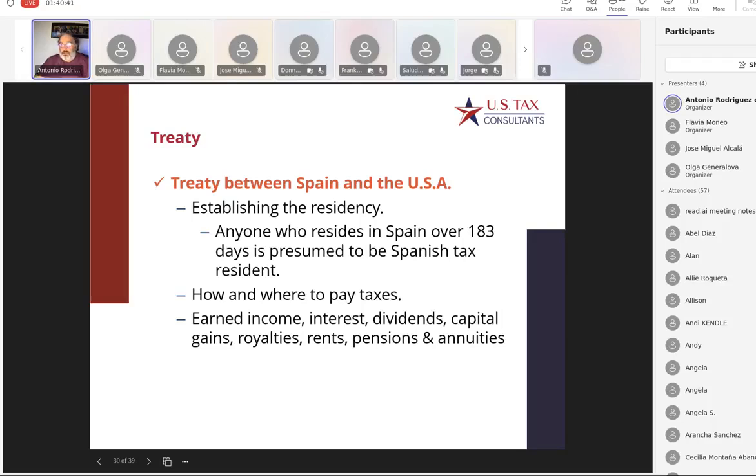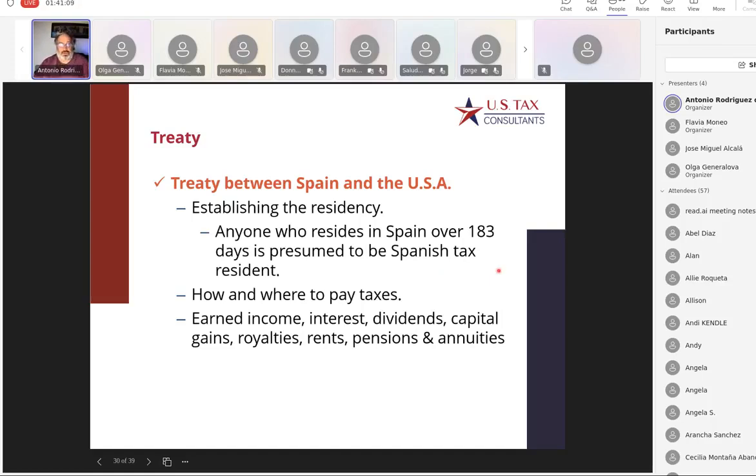The treaty between Spain and the USA, basically what it does is establish the residency. I'll talk about that at the beginning, for you to know where you are a fiscal resident, which is if you spend more than 183 days, you are presumed to be tax resident of Spain. Okay, which has nothing to do with immigration residency.